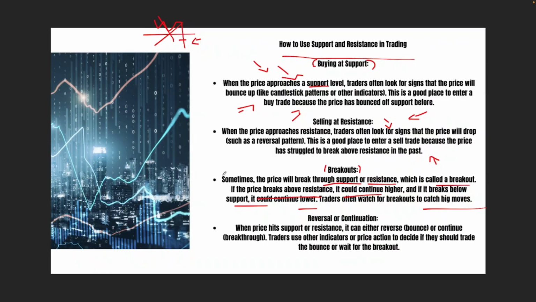If price breaks above resistance, it could continue higher, and if it breaks below support, it can continue lower. So this is where traders often watch for breakouts to catch the moves, big moves or small moves. The reason why I don't trade breakouts is that it's most likely an impulsive move, so you're catching the move right away. Me personally, I like to wait for pullbacks and retests of an area of interest. I no longer like to trade off impulsive moves. Why? Because again, it is high risk.